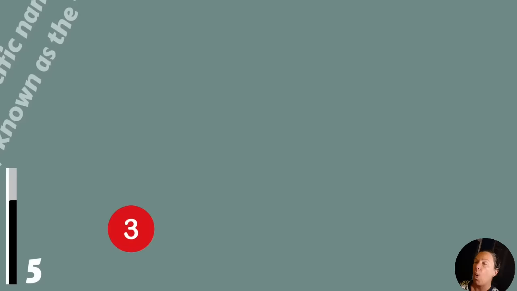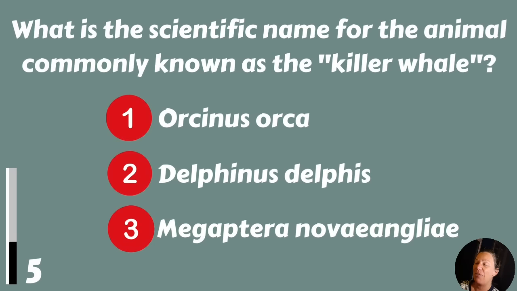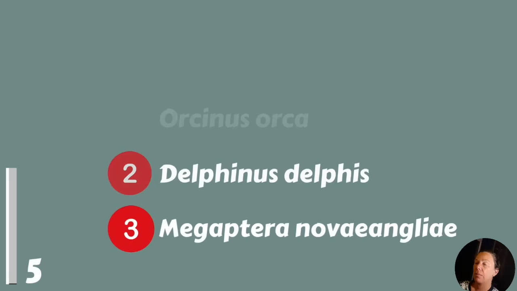What is the scientific name for the animal commonly known as the killer whale? Orcinus orca, Delphinus delphis, or Megaptera novaeangliae? Orcinus orca.